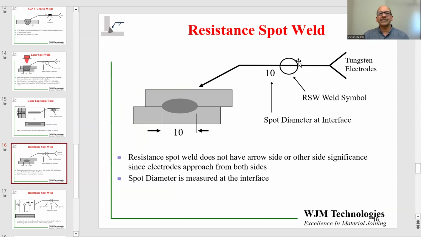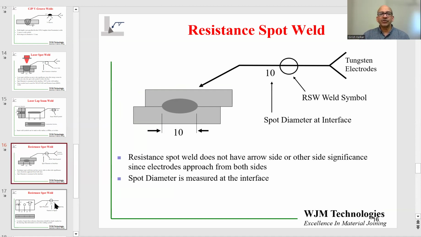Half of that circle is above the line, half is below the line. So when you see that circle, which is half up and half below, you typically know that this is a resistance welding spot. The diameter of the spot is 10. And we have additional information in the tail, which says the design engineer requires you to use tungsten electrodes. So that is a specification provided.